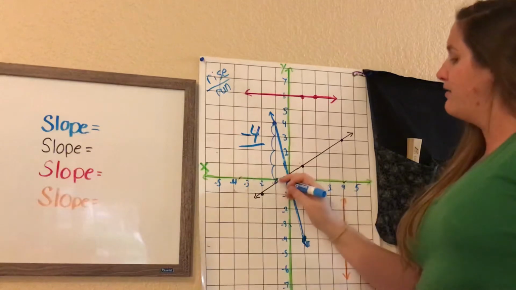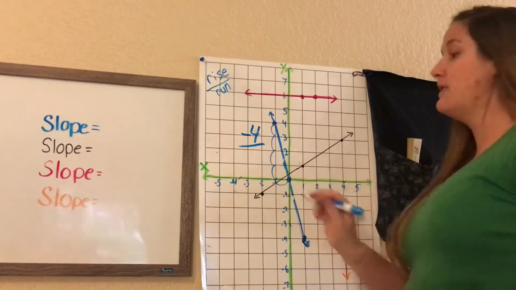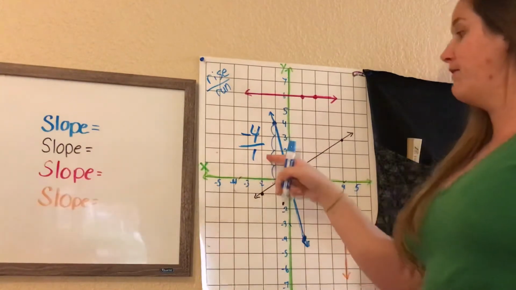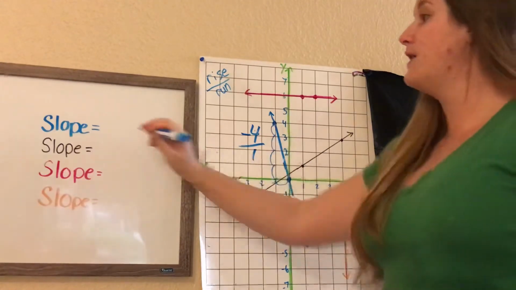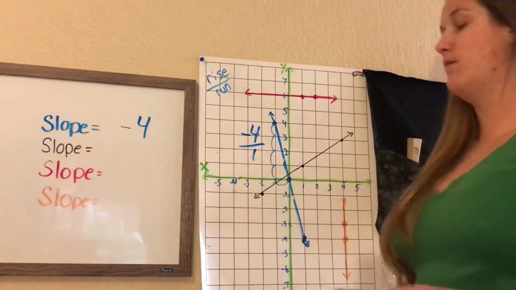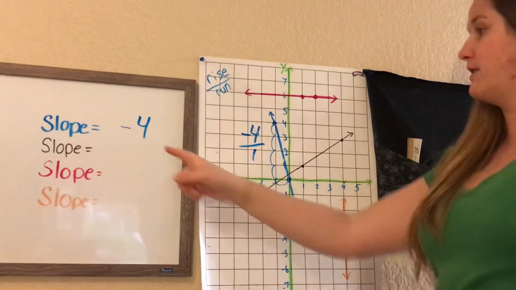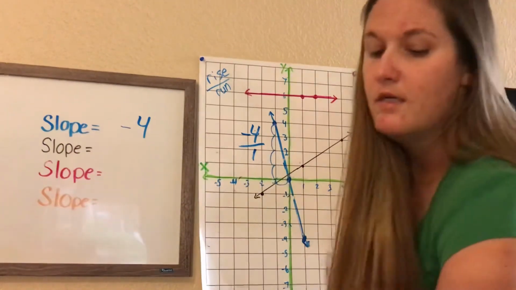And then your run, you went over once to the side. You can rewrite it either as a fraction or as an integer. Okay? So either way you see it is correct.